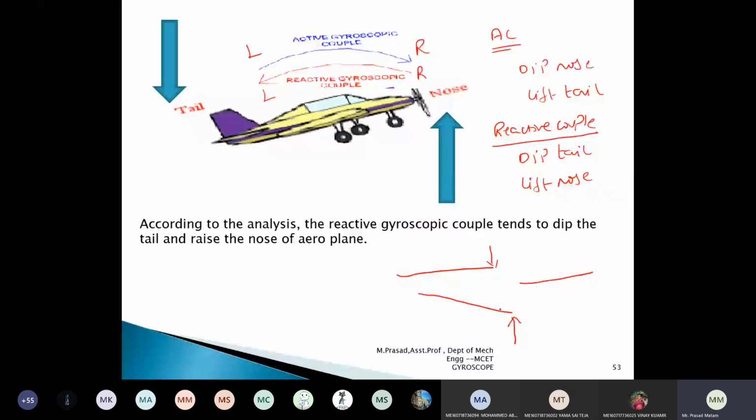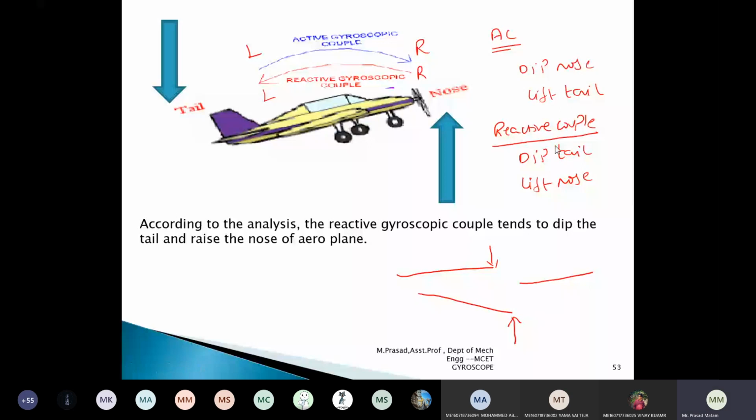Now, when I go for the aeroplane, what is the active couple doing? It tries to dip the nose. To maintain equilibrium, what do I have to do? The reactive couple, what is it doing? It is trying to lift the nose. Similarly, for the active couple, the tail is lifting. To maintain equilibrium, the reactive couple tries to dip the tail. Then only it is in equilibrium. It tries to move in a uniform path. Okay, this is case 1.